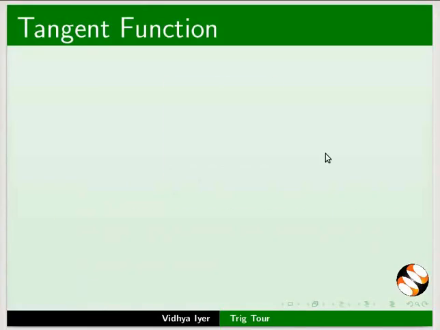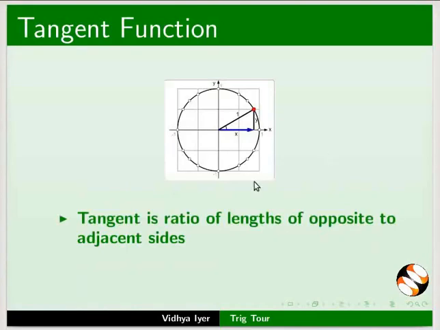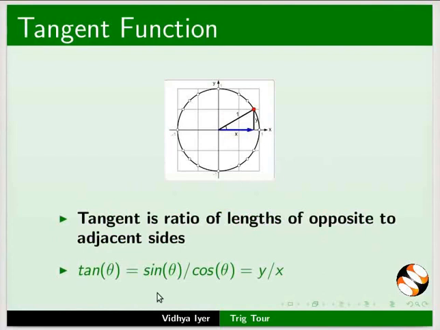Tangent function. Tangent of an angle is the ratio of the lengths of opposite side to adjacent side. Tan theta is the ratio of sine theta to cos theta and to y divided by x.